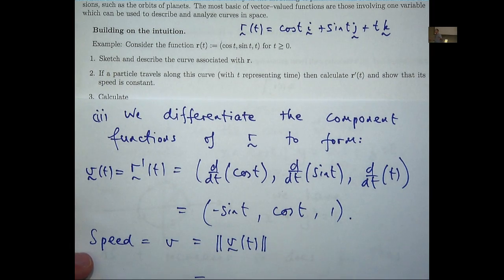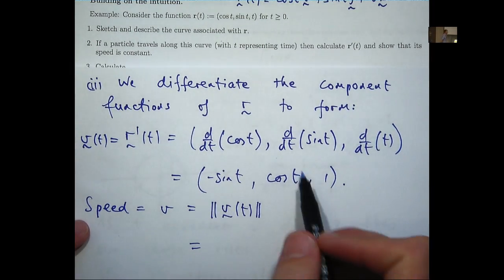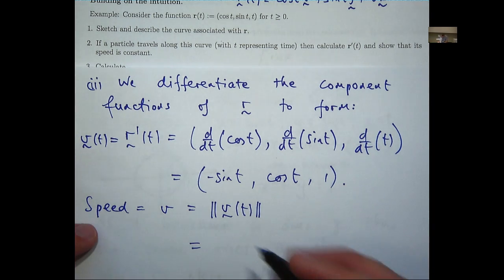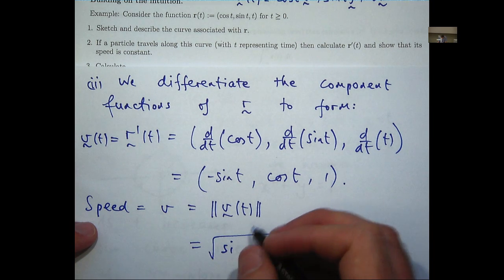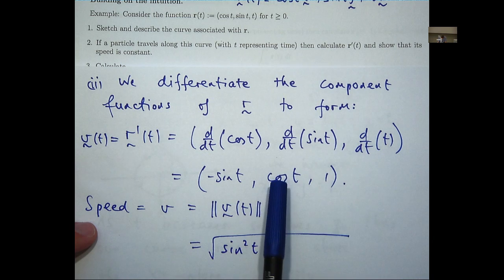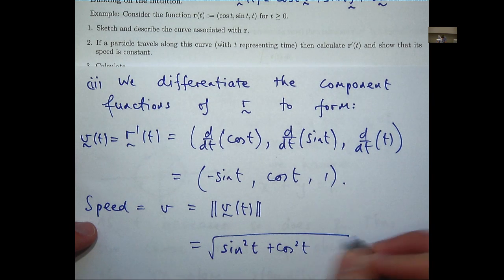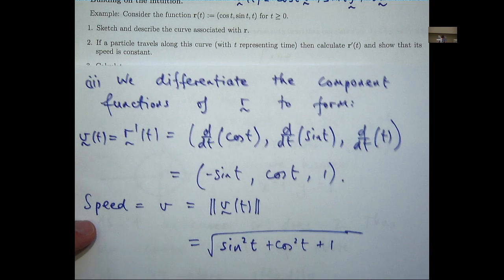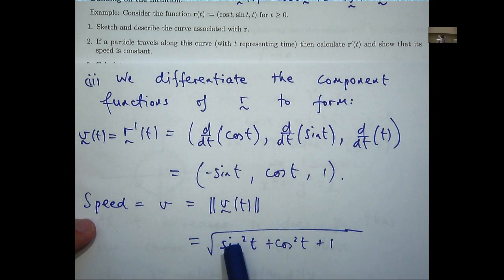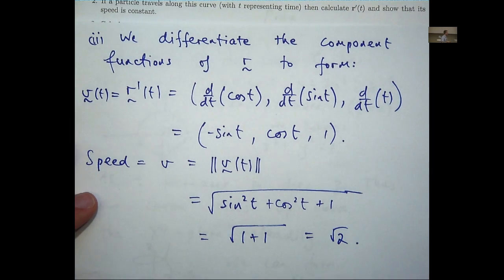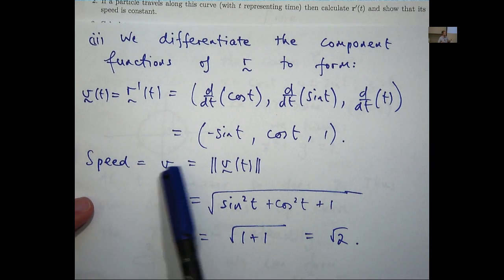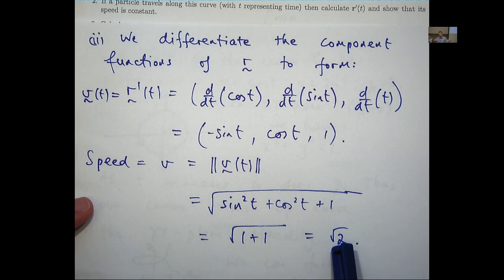Now to calculate the magnitude, you just square each component function, add them together, and take the square root. So when I square this, I'll get sine squared t. When I square this, I'll get cosine squared t. And when I square this, I'll get 1. Now I can simplify this by using sine squared plus cosine squared equals 1. So I get root 2. So now you can see that the speed does not depend on t in this case. It's just root 2.